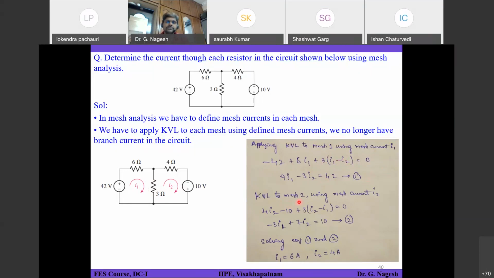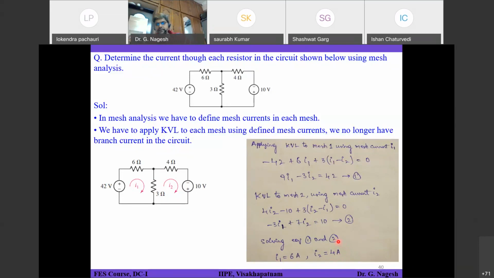Similarly for mesh 2, you can start at any point, you have to complete 360 degrees, that's all. So 4 into I2 minus 10 plus 3 into I2 minus I1 is equal to 0, right? If you solve this, you will get equation 2. So 2 equations, 2 unknowns, you should be able to solve. So I1 you got as 6 amperes, I2 you got as 4 amperes, right?